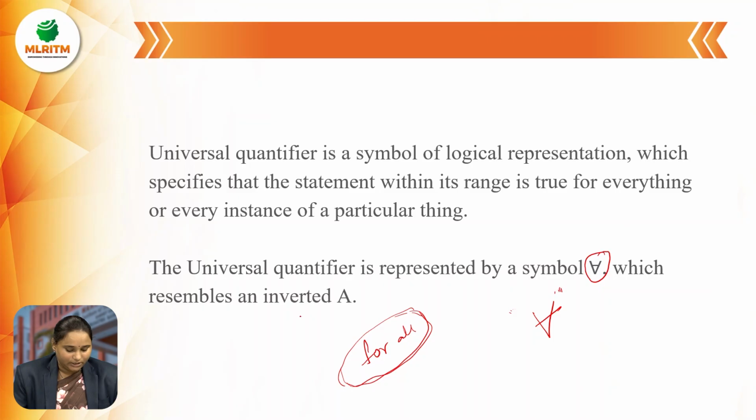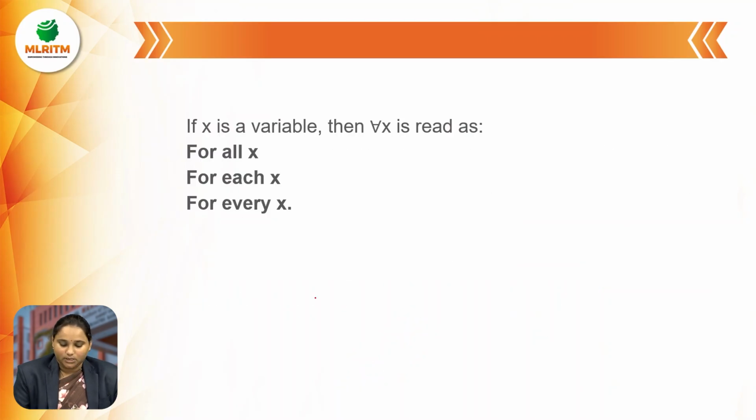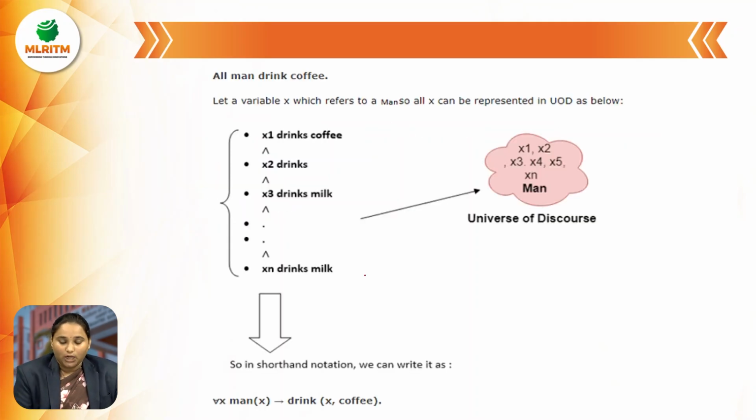If X is a variable, then "for all X" is read as a universal quantifier. So the terms are for all, for each, for every. These three terms are used in universal quantifiers. The representation of a variable is for all, for each, for every. Next, this is an example.